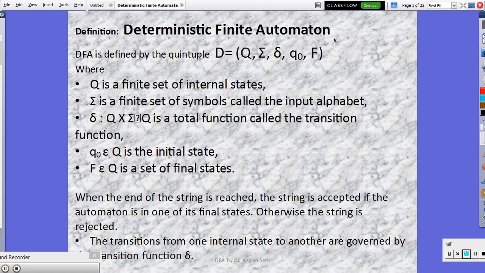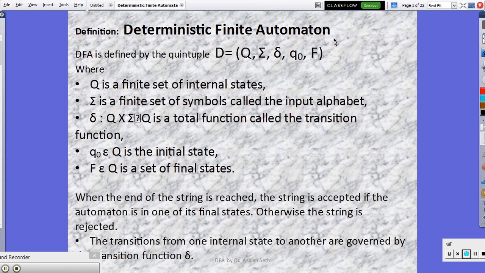So the formal definition of DFA is defined in quintuple, or we can say it is defined by a set that contains 5 elements. That is Q. It is a finite set of internal states. Q represents the set of all the states that we are representing in our automata. Then sigma, it's a finite set of symbols called the input alphabet. So sigma represents the set of all alphabets or all input characters that are permissible in the given automata.